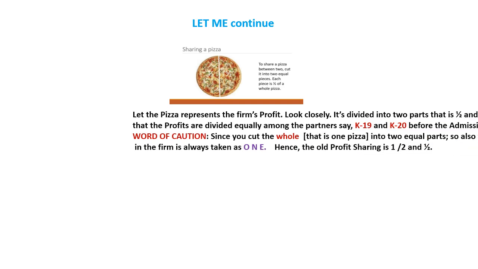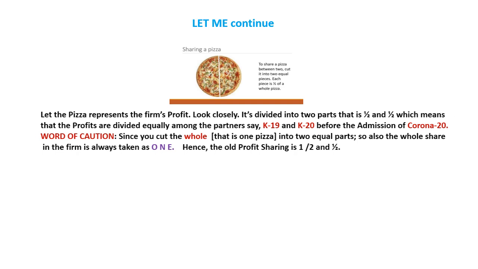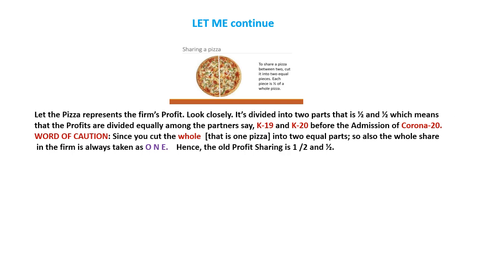Look closely. It is divided into two parts, that is half and half, which means that the profits are divided equally among the partners K19 and K20 before admission. Word of caution: since you cut the whole, that is one pizza, into two parts, so also the whole share of the firm is always taken as one. Hence the old profit sharing ratio is half and half.